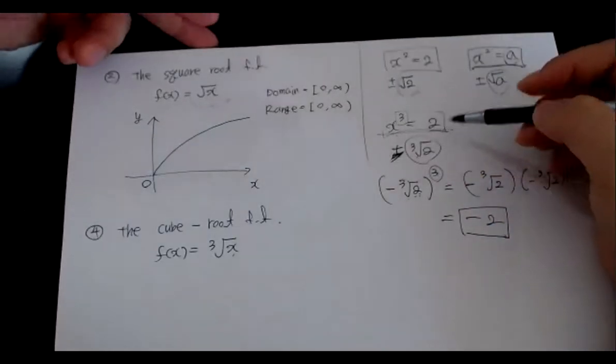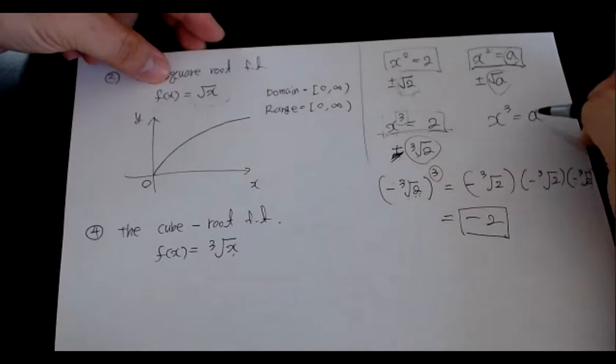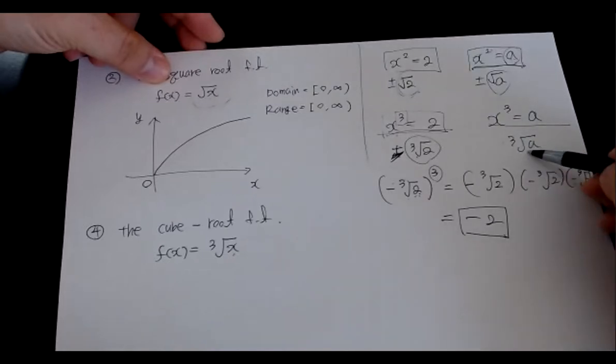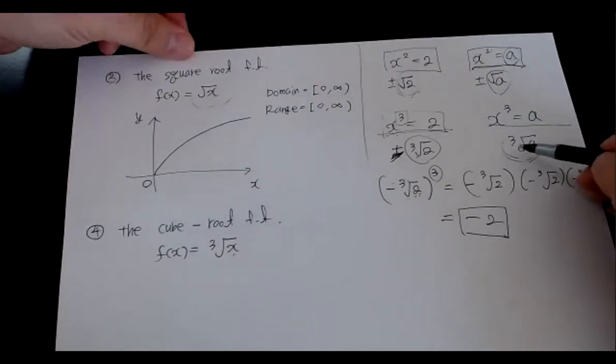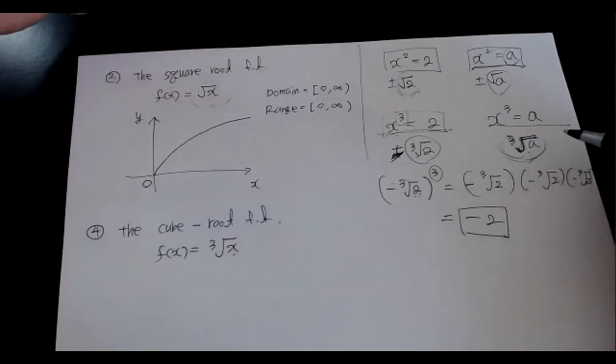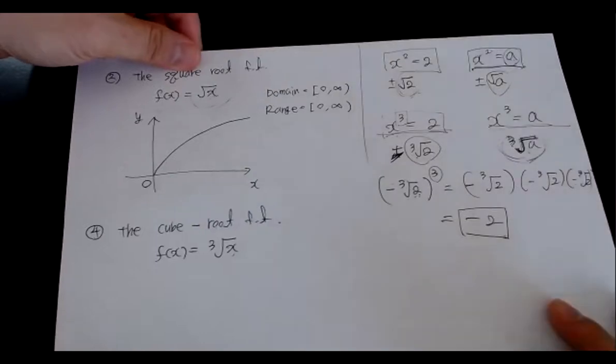Then generalizing, we have x cubed equals a. What's the solution of this? Just cube root of a. Why is it cube root of a? That's the definition. Mathematicians declared that. When they created this symbol, they just said, let's say this is the way to express the solution of that equation.